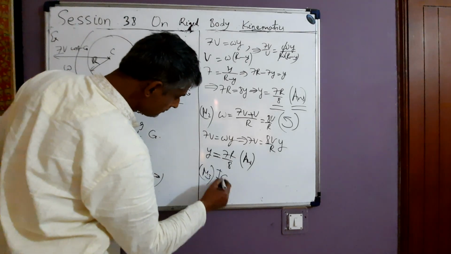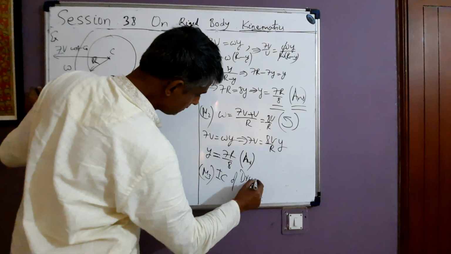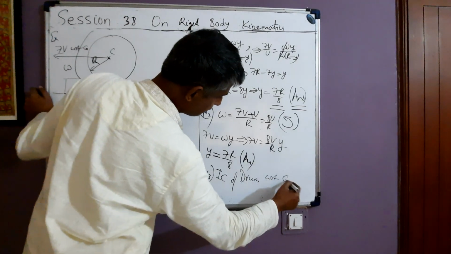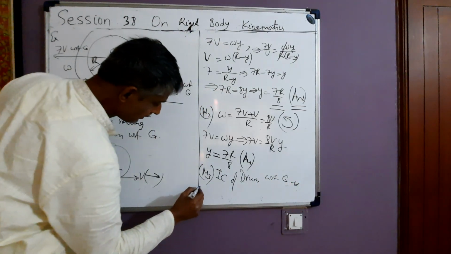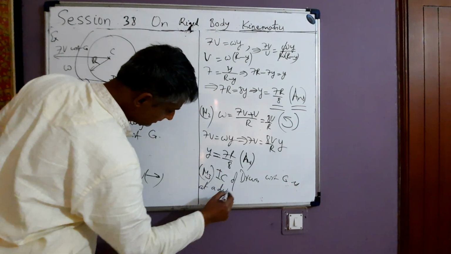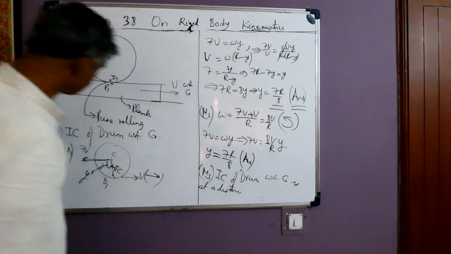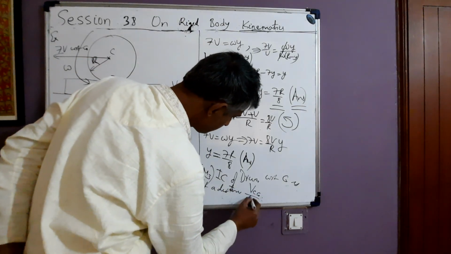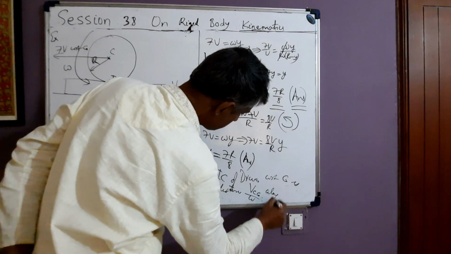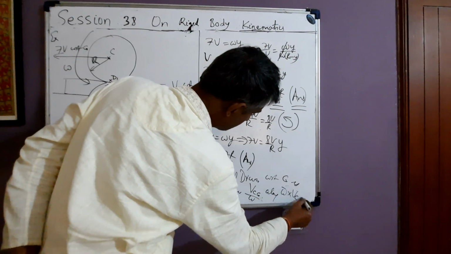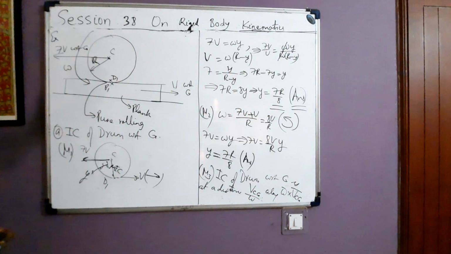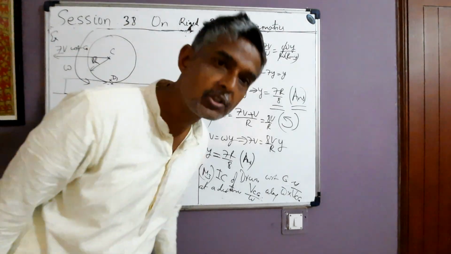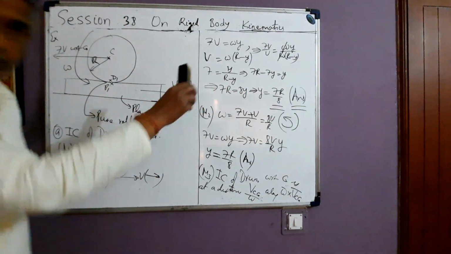IC of drum with respect to ground is at a distance VCG by omega, along the direction omega cross VCG. Along the direction of omega cross VCG.